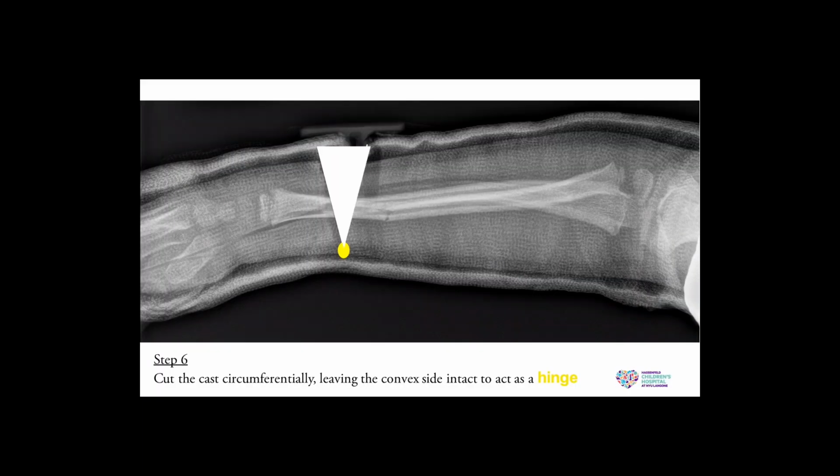Next, cut the cast nearly circumferentially, being sure to leave a convex side intact to act as a hinge. Commonly, a 270-degree cut is used.